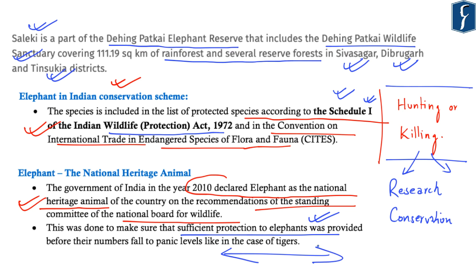So there are two important aspects to be remembered here from a prelims perspective. First is the fact that the elephant has been included in Schedule 1 of the Indian Wildlife Protection Act of 1972, and the elephant has also been declared the National Heritage Animal of India in the year 2010, and this was done as per the recommendation of the National Board for Wildlife.